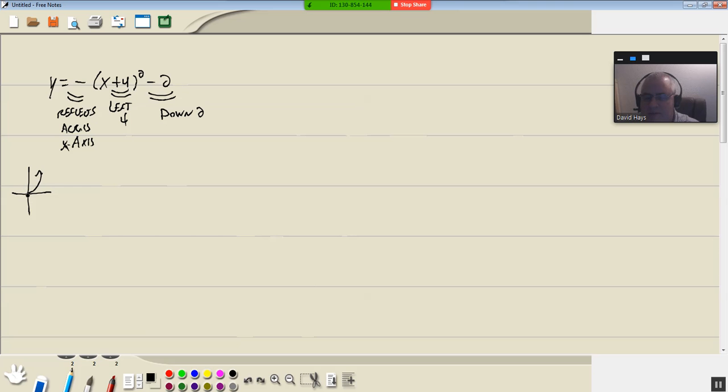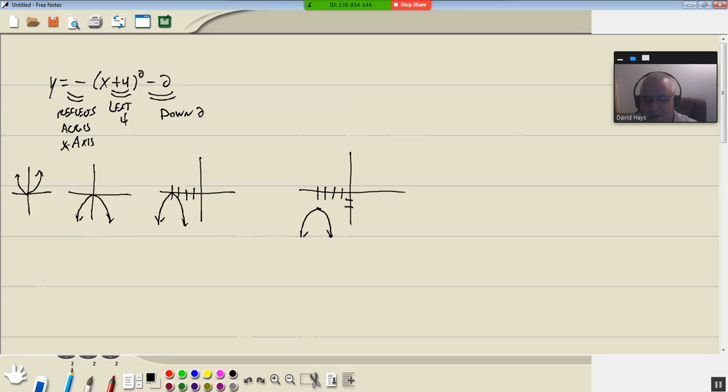Well, here's our U-shaped graph. Reflect, flip it across the x-axis, it would be flipped upside down and look like this. If I then move it left 4 units, it would look like that. And then if I move it down 2, it would look like this right here. So again, the idea is you can very quickly come up with a sketch of the graph without picking up the calculator or plotting points.